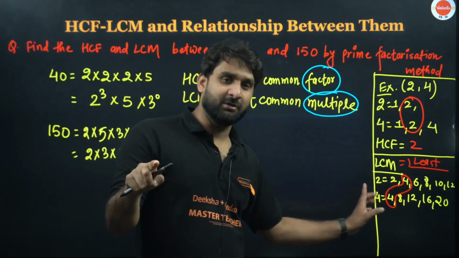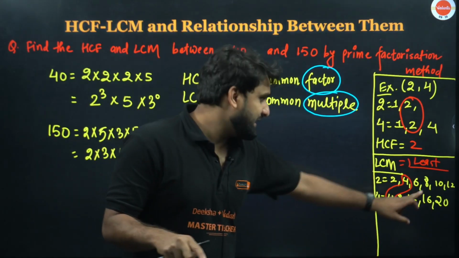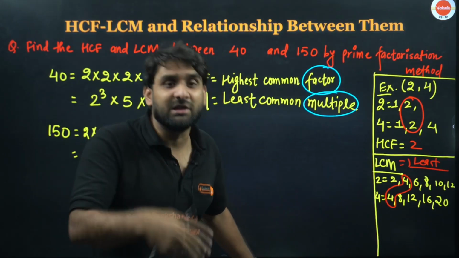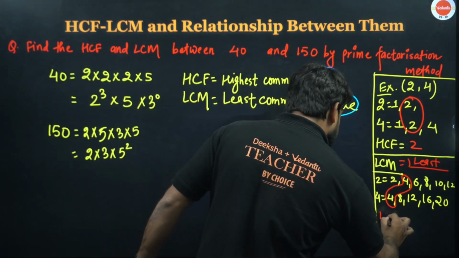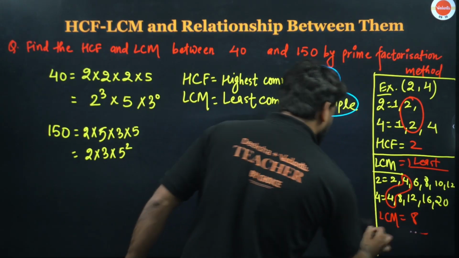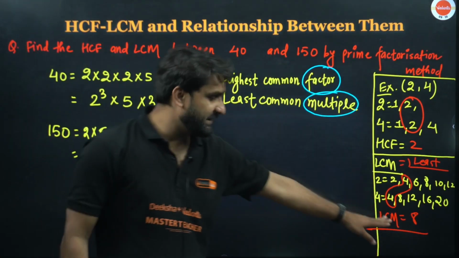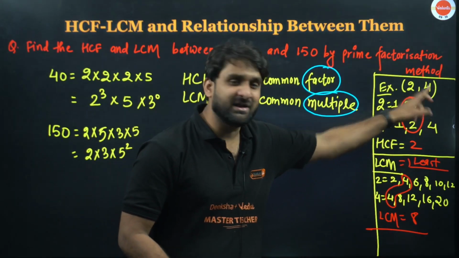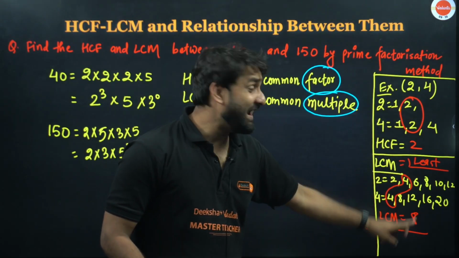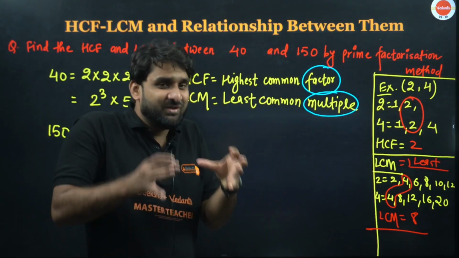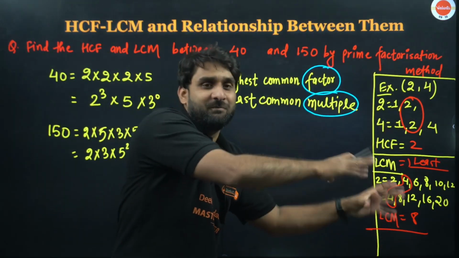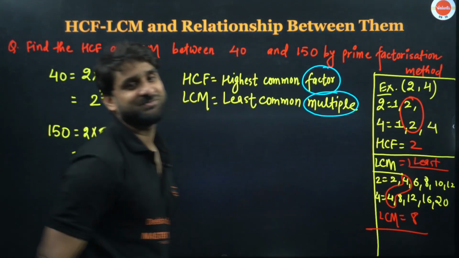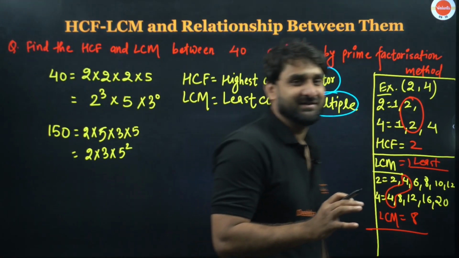4 is present in table of 2. 4 is present in table of 4. Yeah, I agree, 8 is also present, but we are looking for least value. So the LCM here will be 4. The LCM of 2 and 4 will be 4, and the HCF will be 2. So HCF means 2 can divide this and this, and LCM means 4 can be divided by this and this. So LCM is that number which can be divided by the given numbers, and HCF is the number which can divide the given numbers. This is the difference, everyone.